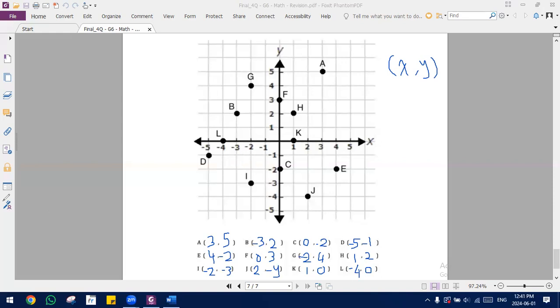So this is how we always read or write a coordinate. We open brackets, the x value first, and then comma, the y value.